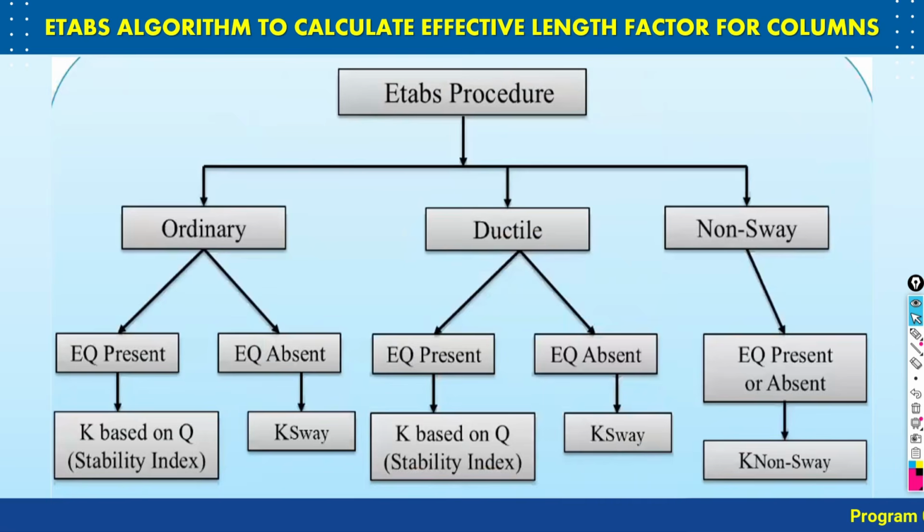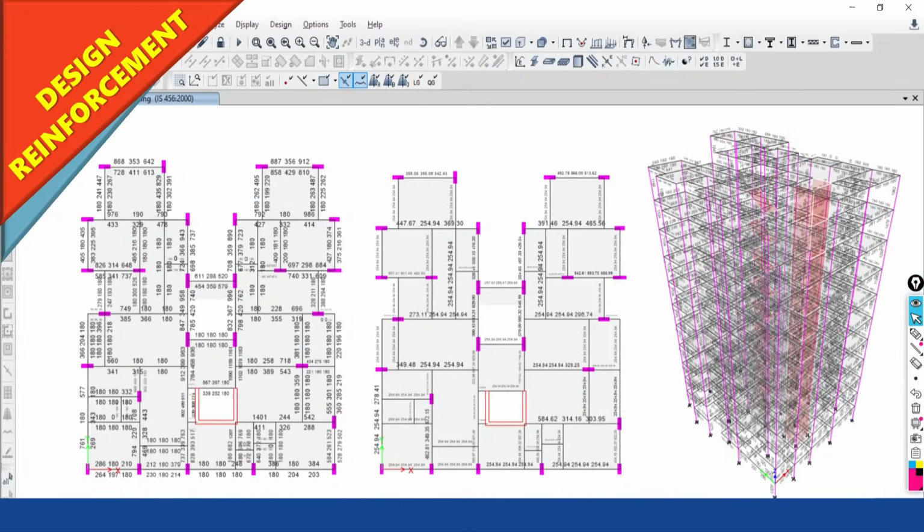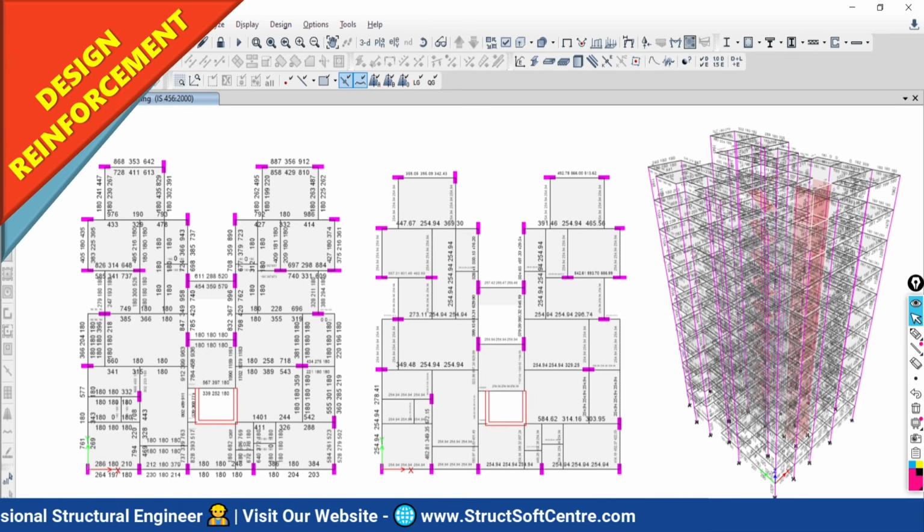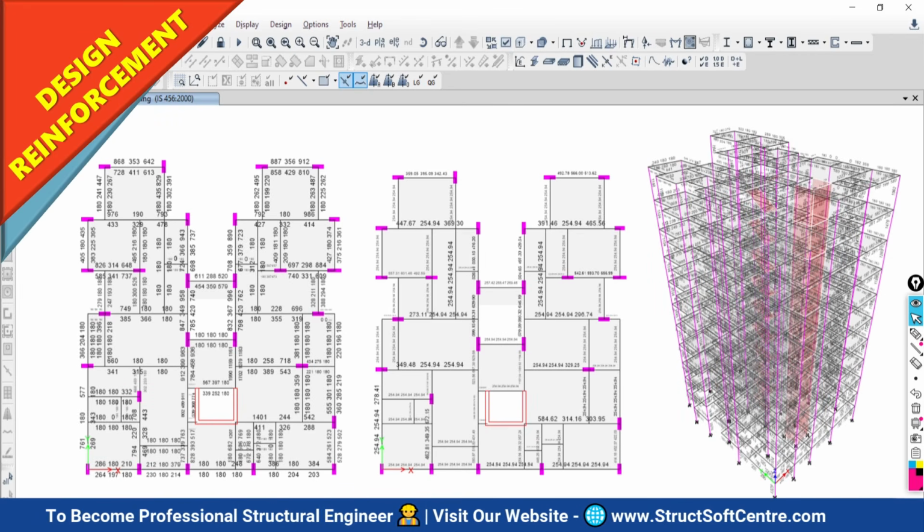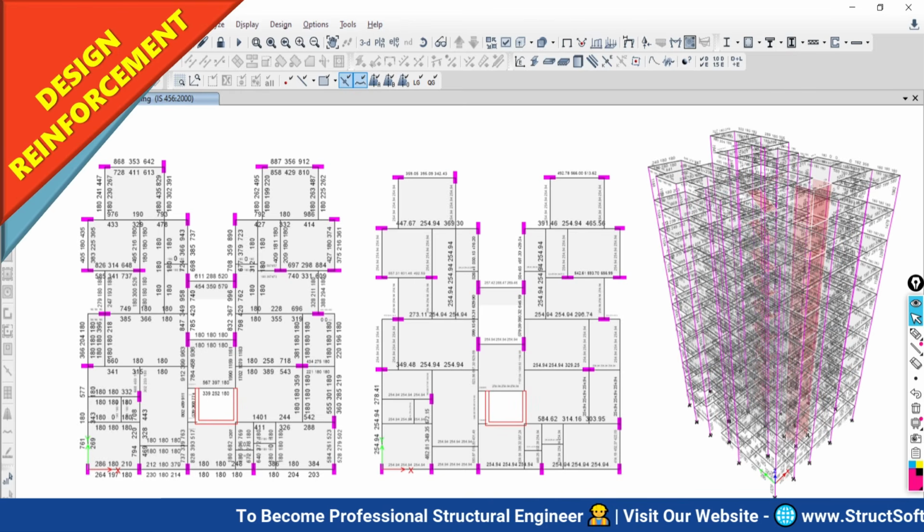So we are going to learn that algorithm also, and by following that we are going to complete the design. आपको डिज़ाइन कंप्लीट करना है, and after the completion of the design you should be able to interpret the design results, the values that the software is giving.